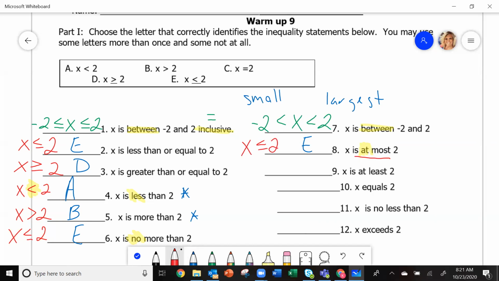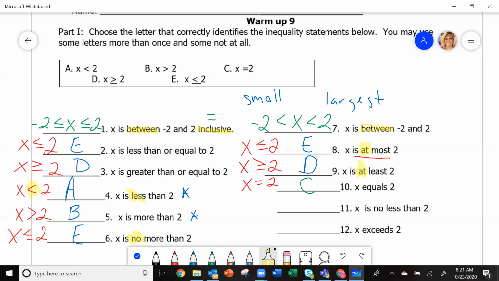So number 9, at least, the same thing. When you see that at, it means do the opposite. You're going to say X is greater than or equal to 2, which is going to give you D. Again, if I'm going to pay you at least $2, that means $2 or more. Number 10 should be X equals 2. That should be C.